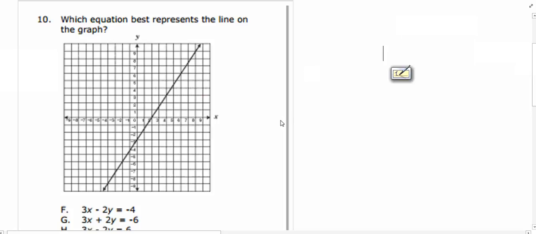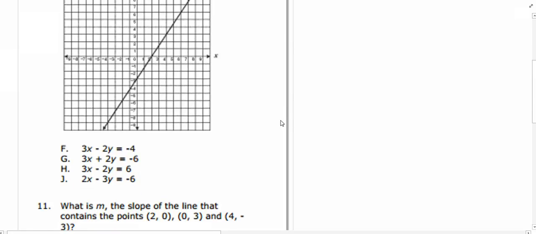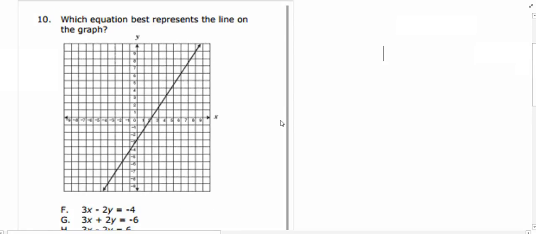Okay, we're going to continue exploring graphs of lines and using our calculator. In the first problem, you've got a line that's drawn for you, and it says which equation in the answer choices is going to match up best to this graph. So, first thing I want to do is find some really nice points that cross exactly at even spaces here.